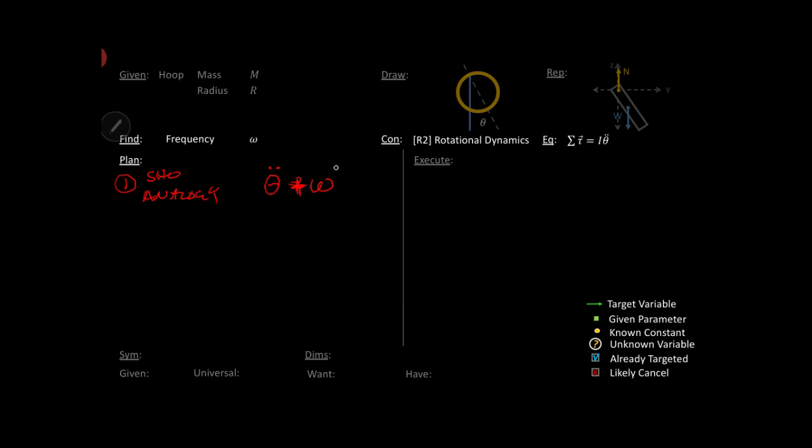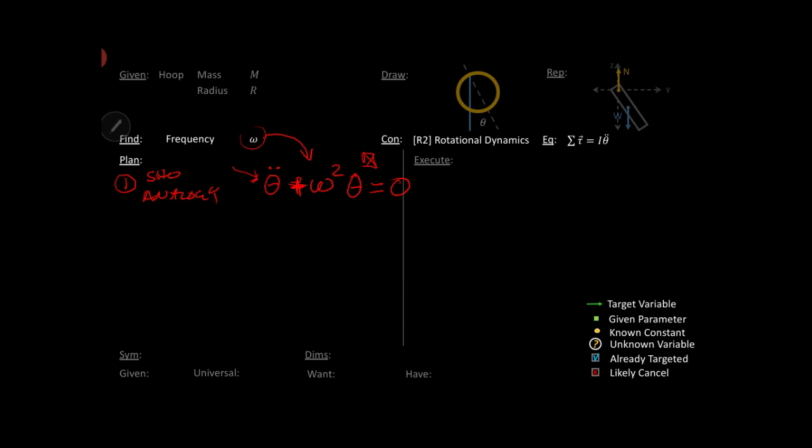The theta double dot plus some constant, which is going to be the square of the frequency, so that's this guy, times theta is equal to 0, then you have simple harmonic oscillations, and we can just take whatever is multiplied by theta later on, and that will be our frequency. Now we don't need to find theta because this is fairly simple.